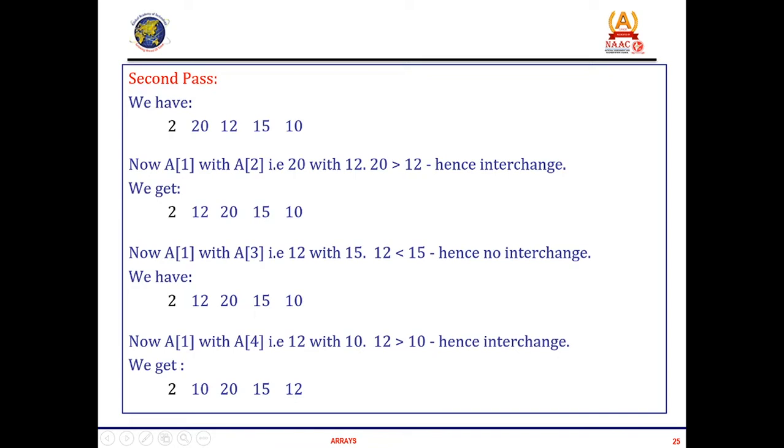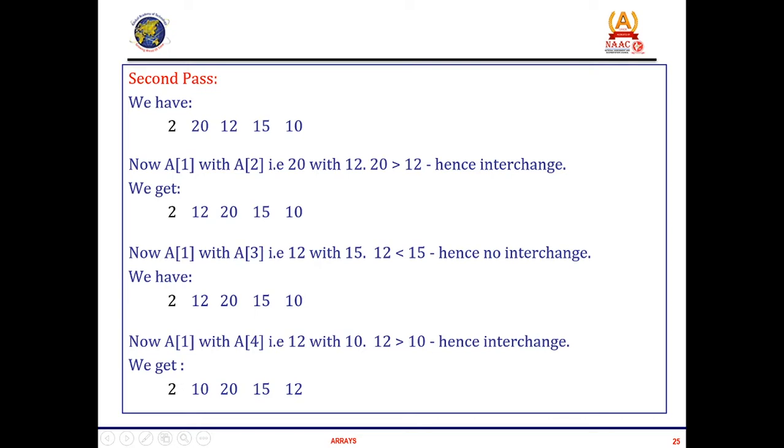Now I will go with the second pass. When I go with the second pass of the selection sort algorithm, I am not going to do anything with the sorted element, that is 2. Hence my entire focus will now be on A of 1 onwards, that is from element 20 onwards. The explanation is given on the screen. I think it is self-explanatory.